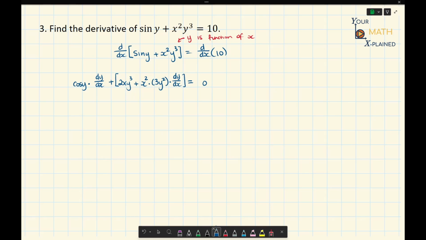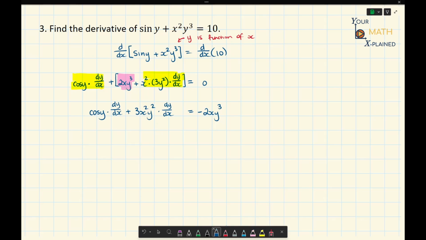So now when you're doing implicit differentiation, we don't care about the terms with y. All we care about is we want to isolate dy/dx, which means here we're going to group the terms with dy/dx on one side and then all the terms without dy/dx onto the other side. So we have this term that has a dy/dx, and then we have this term that has a dy/dx. So these are going to stay on the left-hand side, which means we get cosine y times dy/dx plus 3x squared y squared times dy/dx, and this is equal to negative 2x y cubed, which is us moving this term over to the other side.